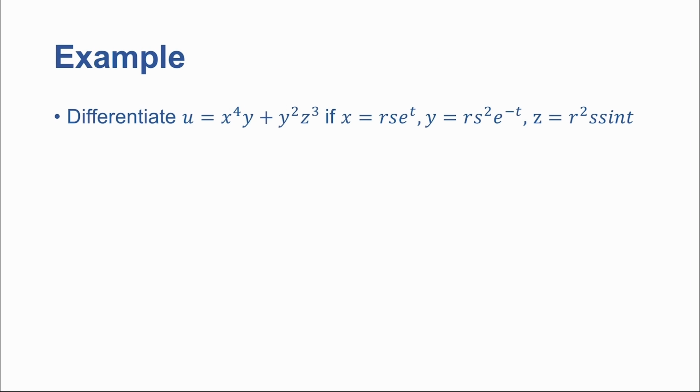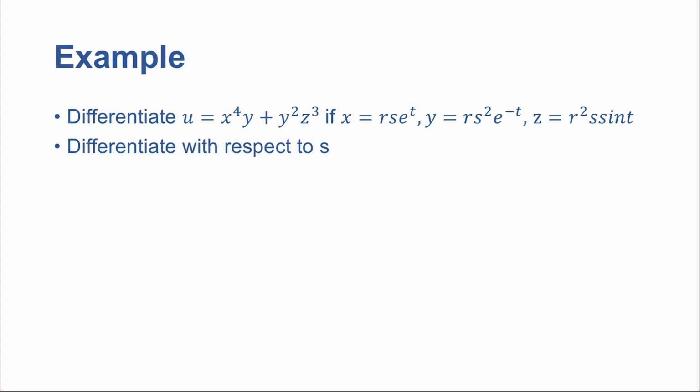So I'd like to differentiate the function u such that u is equal to x to the fourth y plus y squared z cubed, if x is equal to rs e to the t. It almost looks like the word rest. This gets me a little sad because I want to take a rest. X equals rs e to the t, y equals rs squared e to the negative t, and z equals r squared s sine t.